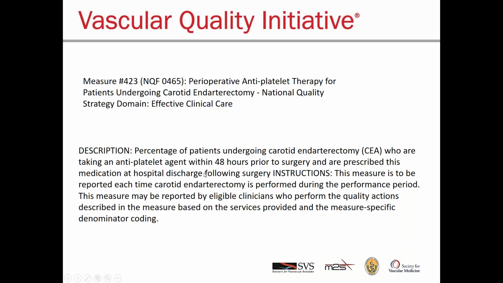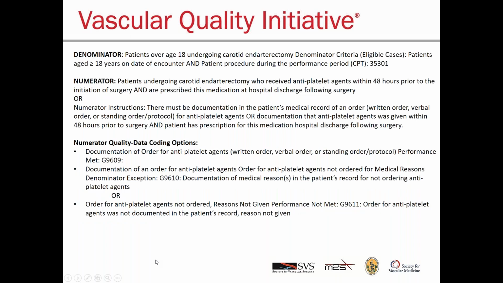surgery. So this measure would be reported once every time you do a carotid endarterectomy, right? So every time you would be submitting a claim for a patient that you had performed a carotid endarterectomy on, you could submit this measure. And when I say submit the measure, what do I mean? Well, underneath the line on the claim form that has the CPT code for the carotid endarterectomy, 35301, you would then put one of these G codes stating what happened.